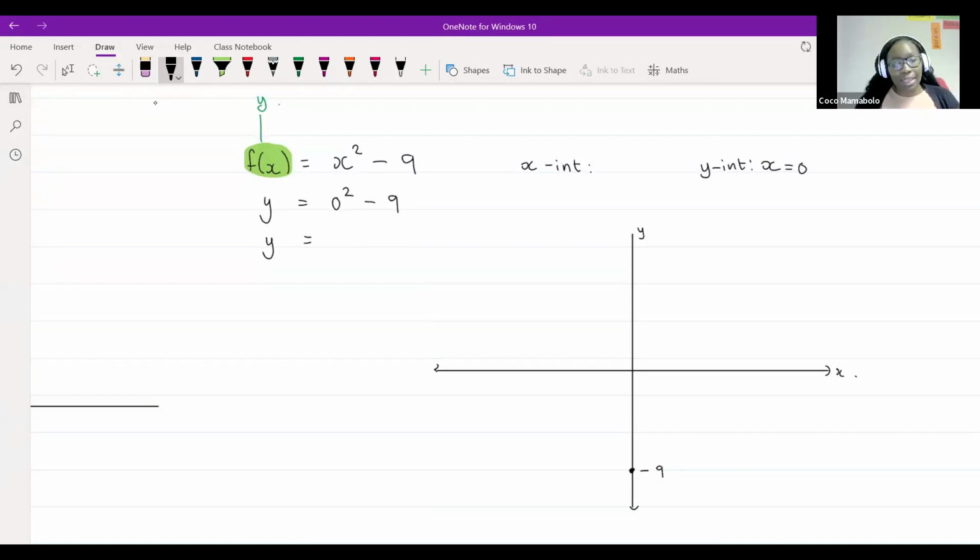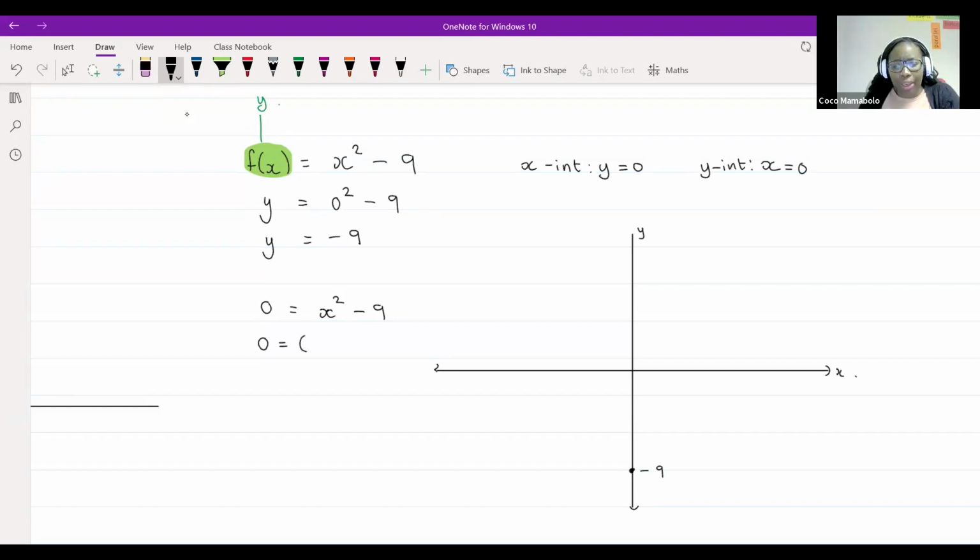When I want the x-intercept, I need to make y equal to 0. So I'm going to replace y with 0, right? So I'm going to have 0 equals x squared minus 9. But guys, this is a quadratic. If I had to solve for x here, what kind of factorization would we need to use? Difference of two squares. Good, my darling. It's a difference of two squares.